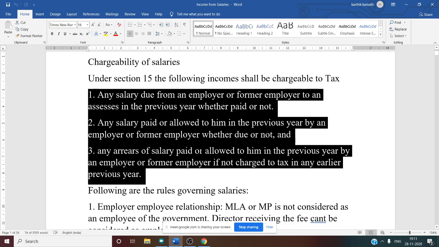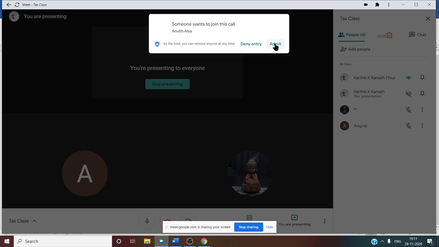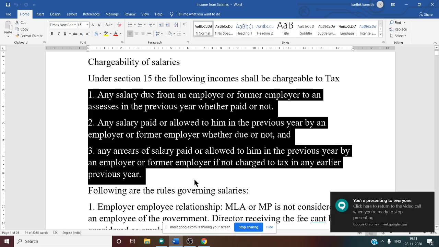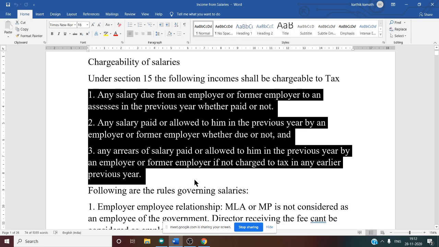Then similarly, any salary paid or allowed to him in the previous year by an employer or former employer, whether due or not. That means if any allowance or any salary is provided, in that case also it is treated under the head salary. Then any arrears of salary paid or allowed to him in the previous year by an employer or former employer, if not charged to tax in any earlier previous year.